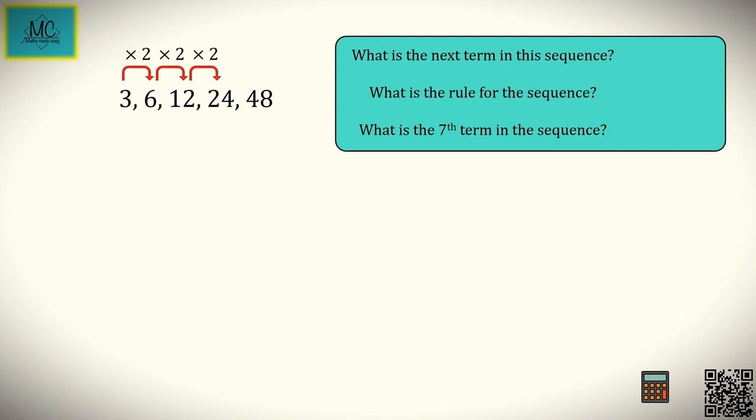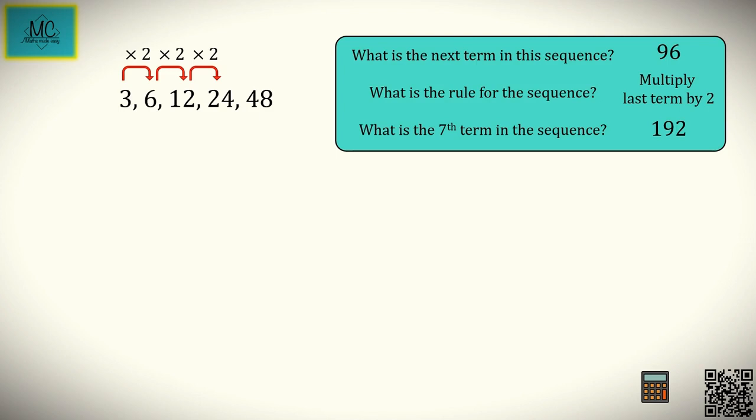In this case, as I can see, these are jumping every time by times 2. So my next term in the sequence will be 96 after the 48. The rule of the sequence is that they are multiplying by 2 each time. And the seventh term in this sequence is going to be 192.